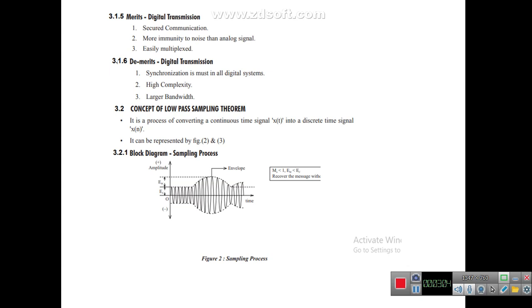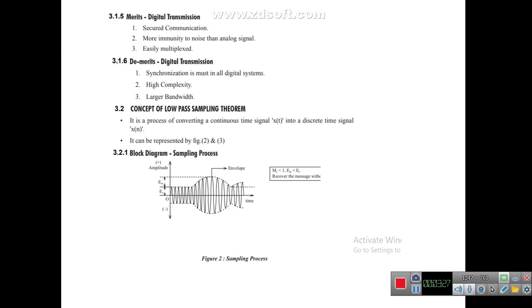Mostly digital transmission can be used for secure communication, and it is also used for military purposes. The demerits of digital transmission are high complexity and larger bandwidth, and synchronization is a must in all digital systems. So these are the advantages and disadvantages of digital transmission compared to analog transmission.